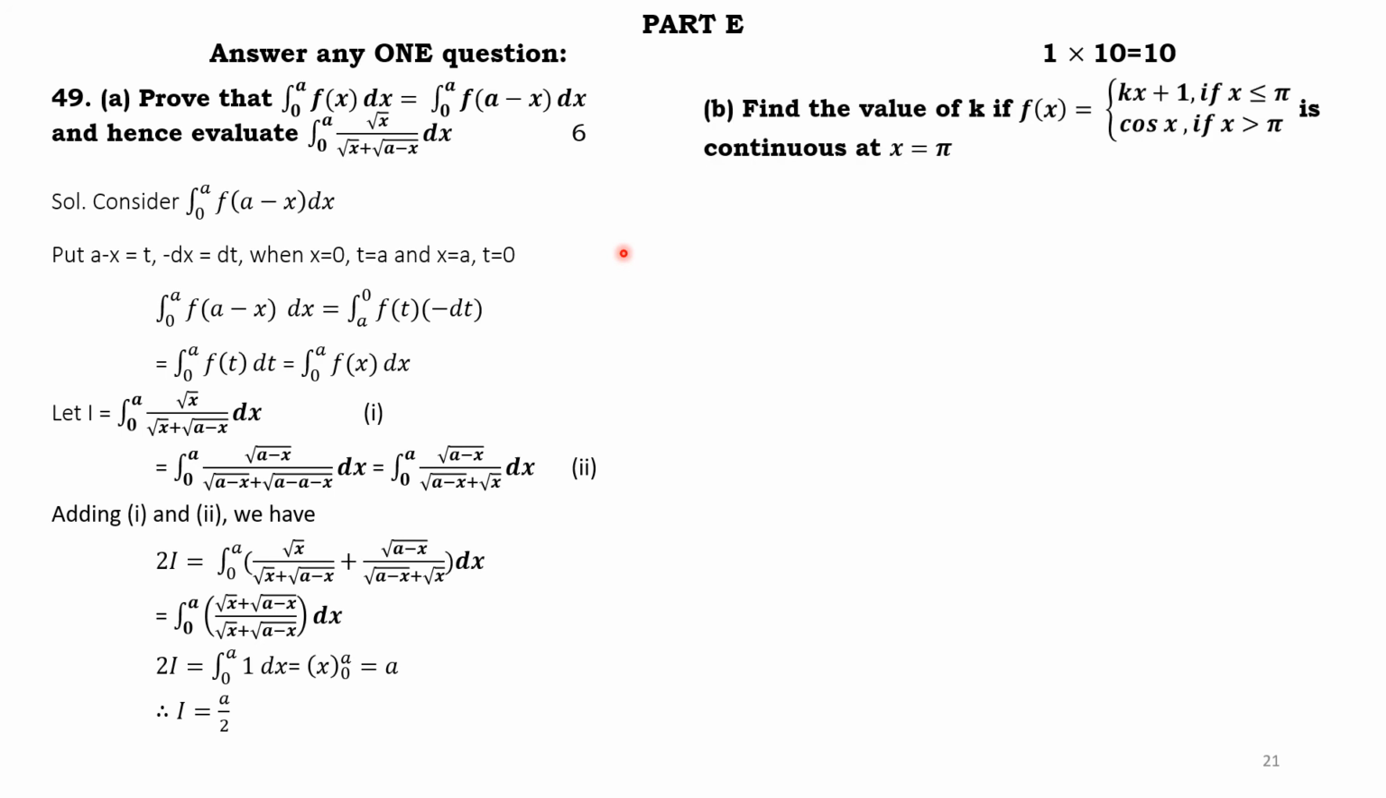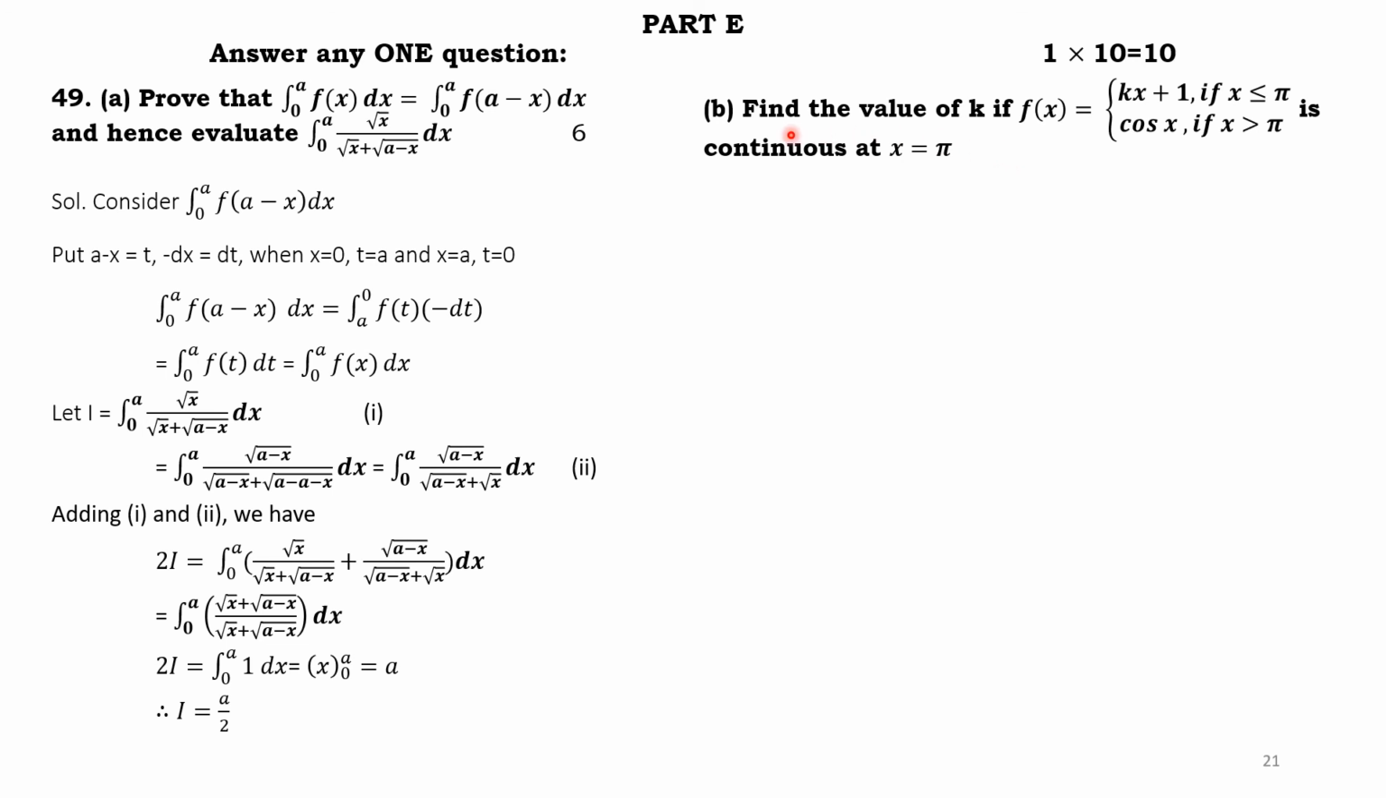We'll go to part B. Part B is: find the value of k if f of x is equal to kx plus 1 for x less than or equal to pi, and f of x is equal to cos x if x is greater than pi. These are the limits they have given, the values of x. Continuous at x is equal to pi.